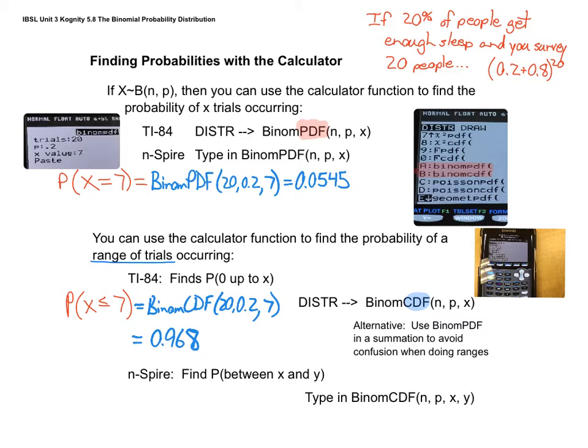But all of these probabilities are going to add up to 1. Because 0.2 plus 0.8 to the 20th power, 0.2 plus 0.8 is 1. 1 to the 20th power is 1. So I know they're all going to add up to 1 in the end. That's why if I wanted the probability of getting more than 7, I would just subtract this from 1.